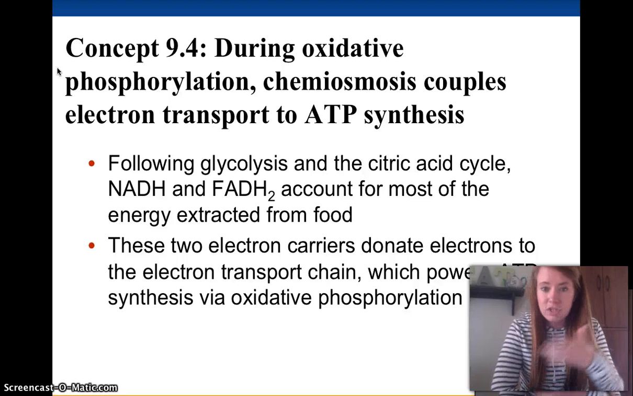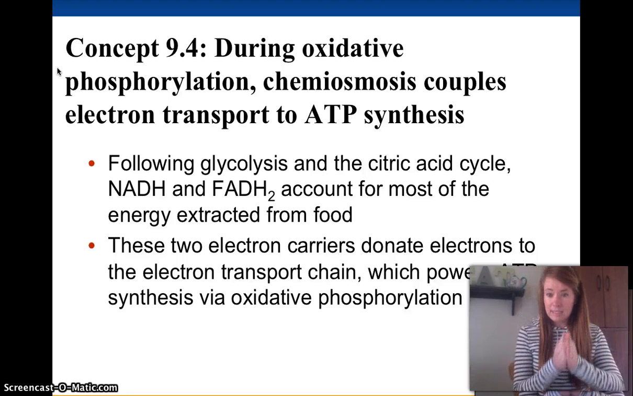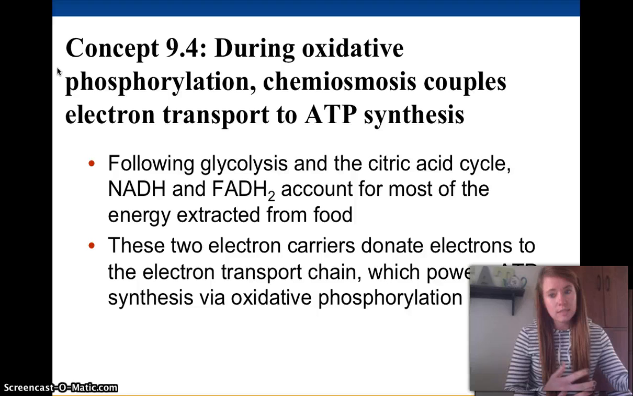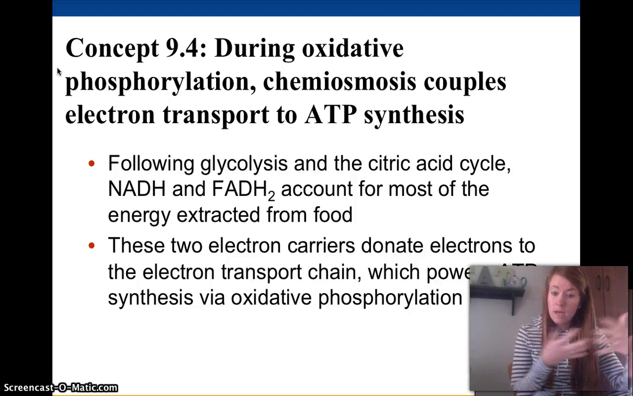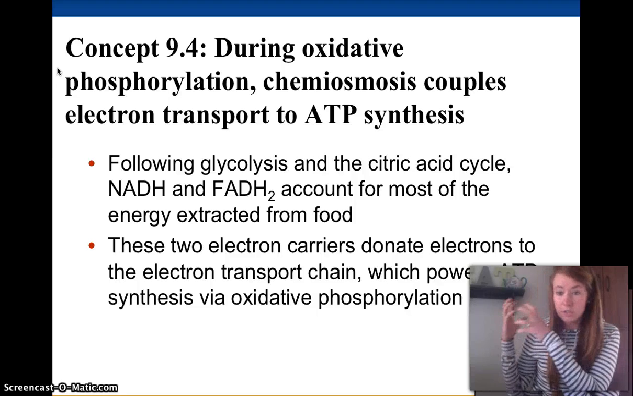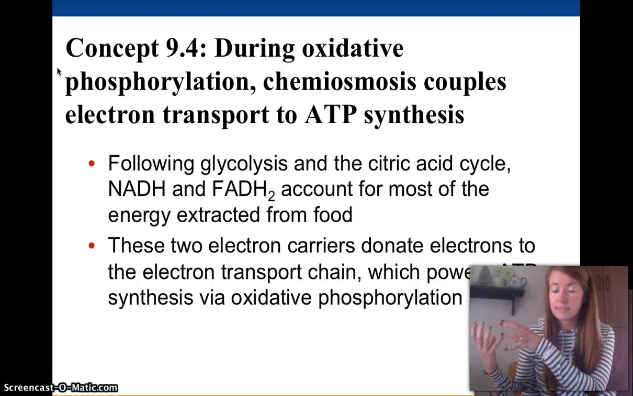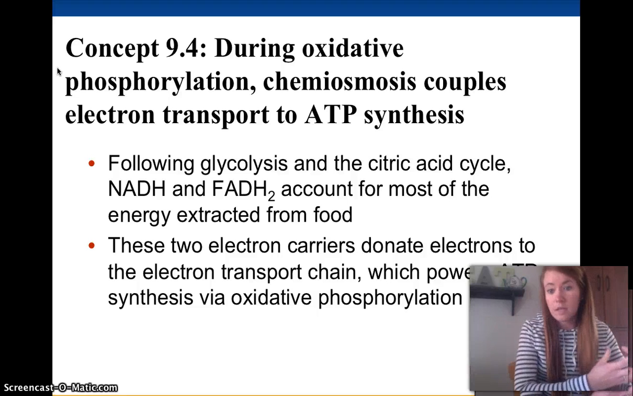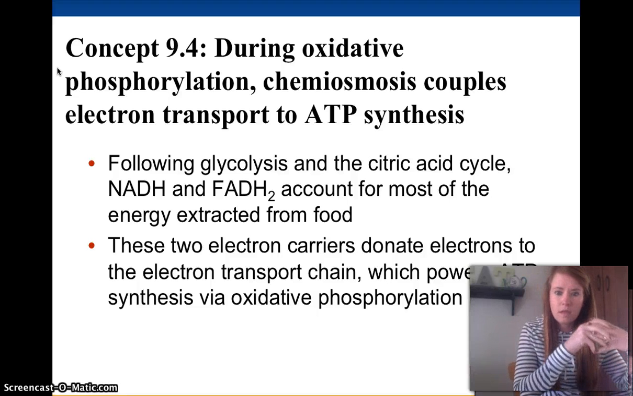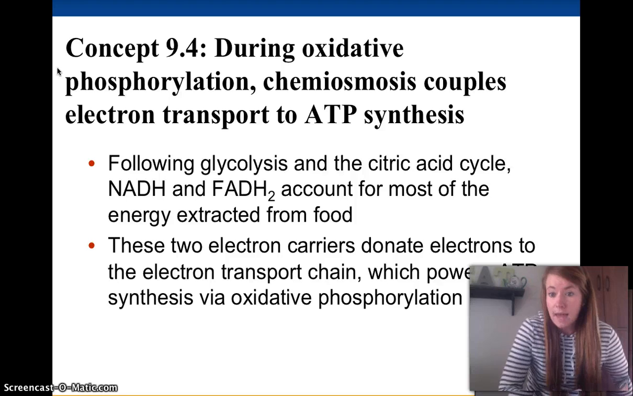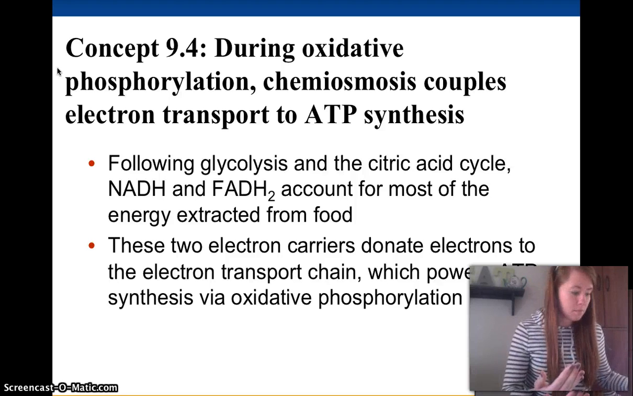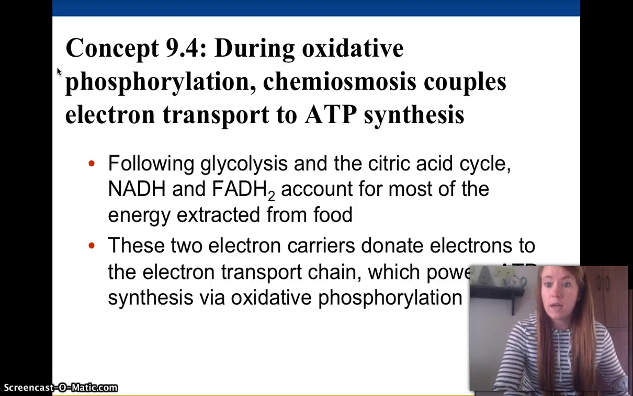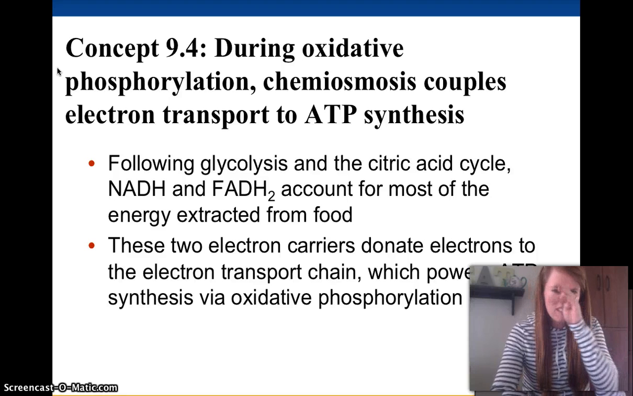And NADH and FADH2 provide this connection between glycolysis and the citric acid cycle and oxidative phosphorylation. So they are that link. They take the energy from glycolysis and the citric acid cycle and they bring it directly to the electron transport chain. And that energy is now used to make more ATP, much more so than substrate level phosphorylation, which is what made the ATP during the citric acid cycle and during glycolysis.